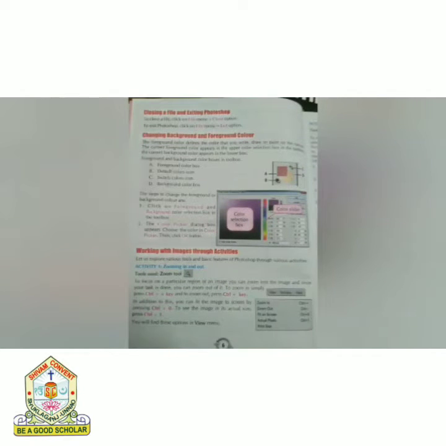The foreground color defines the color that you write, draw, or paint on the canvas. The current foreground color appears in the upper color selection box in the Toolbox. Next, the current background color appears in the lower box. In the Toolbox, you see the foreground color box, default color icon, switch color icon, and background color box.